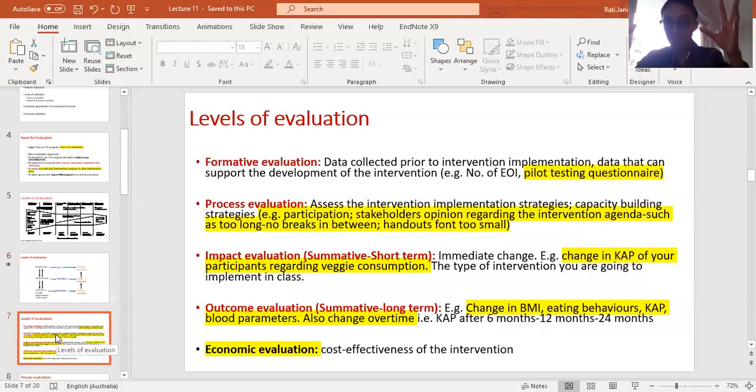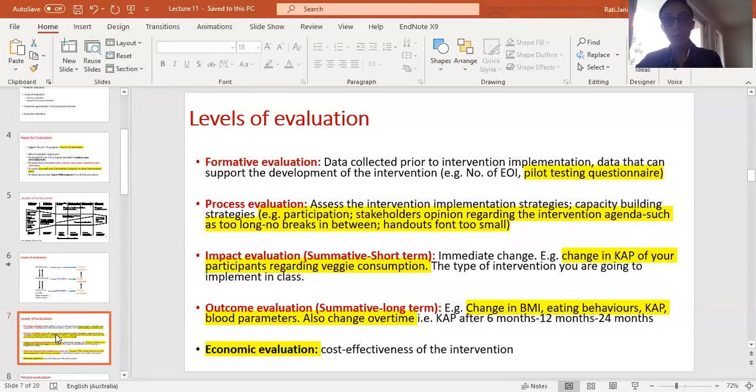So whatever was there in the diagram, I have now tried to summarize it in lecture slides. Okay, so it is not different from what was there in the diagram. Basically, I'm explaining the diagram in simple terms. All right, so what are the different levels of evaluation? There are a couple of different levels: formative, process, impact, outcome, economic evaluation.